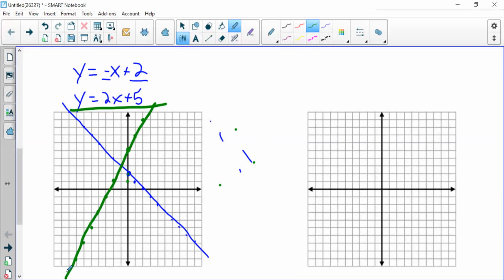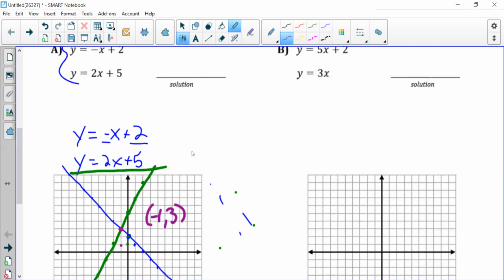All right, so what we're looking for with our solution is the point where the two lines intersect. Where do they cross? Well, very obviously they cross right here, right? So what is that point? What are the coordinates of that point? Well, x first, negative 1, y coordinate 1, 2, 3. So my solution is negative 1, 3.